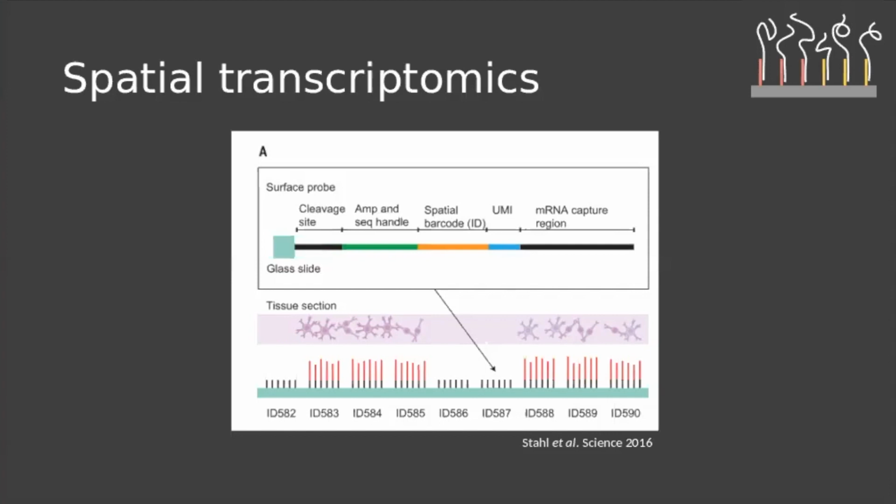And then they remove the tissue, do reverse transcription, and now the spatial barcode is incorporated into the reverse transcribed molecule, into the cDNA. So in that way, they link the mRNA to a spatial barcode, and if you sequence that, you can see, okay, this RNA is coming from this spot.